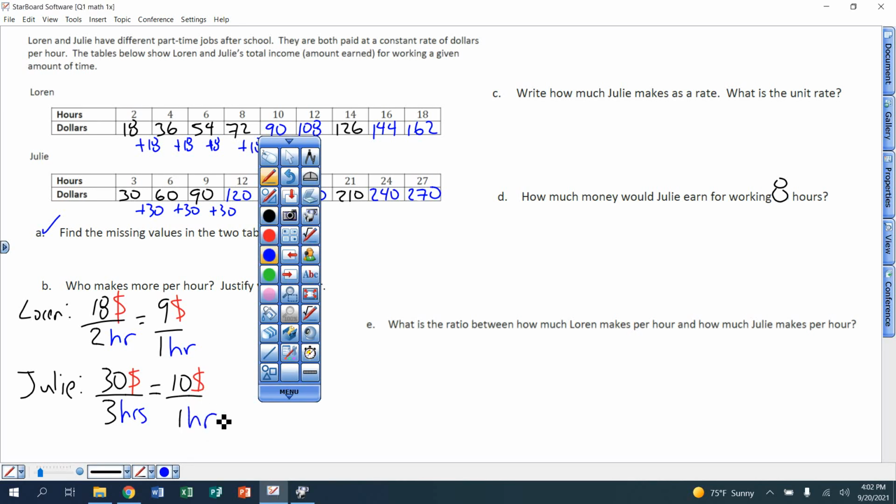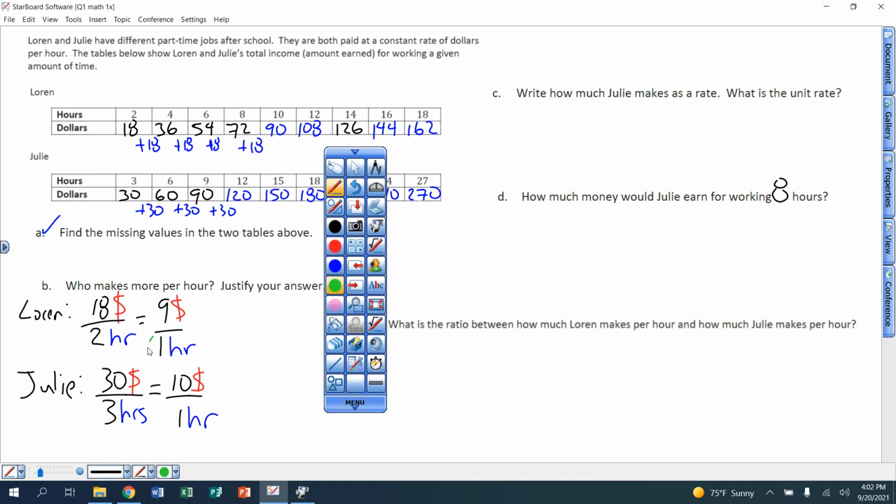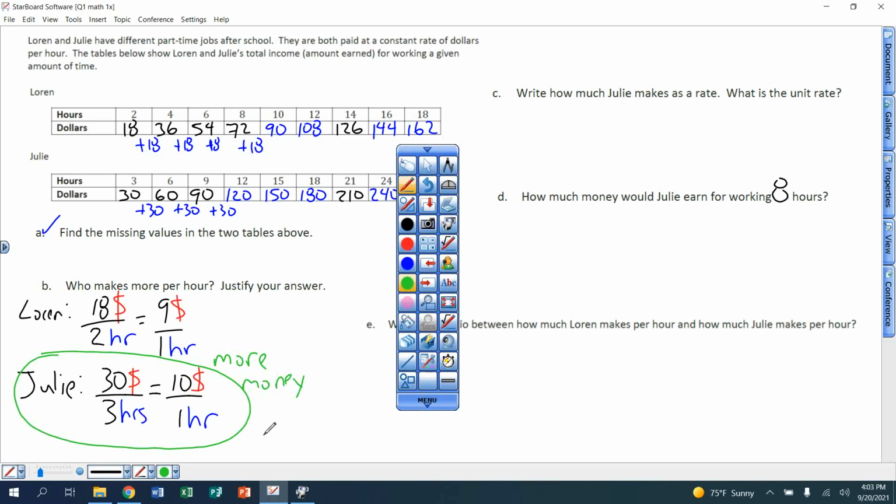Now that I have both ones on the bottom, now I can compare the top numbers. But until I do, I can't compare. Like over here, I can't compare these two numbers because they're both over different denominators. But once you do unit rate and put it over 1, then you could easily compare and see that Julie in 1 hour is making $10 an hour, where Lauren in 1 hour is only making $9. So Lauren is making less. Julie is making more money per hour, and it's justified by my work right there.